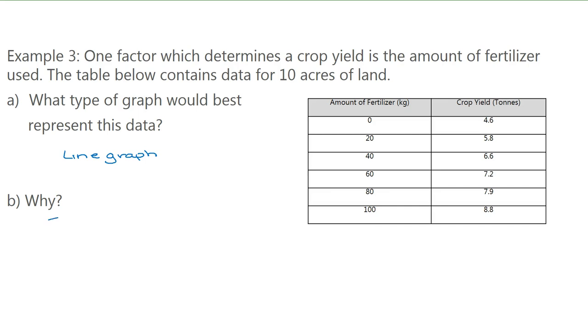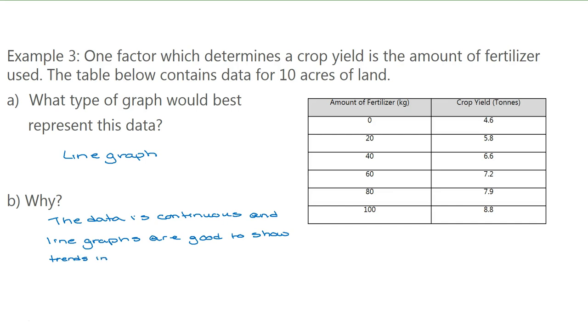So the reason being is that the data is continuous. And line graphs are good to show trends in data. You can easily see that relationship between the amount of fertilizer increasing and the crop yield increasing.